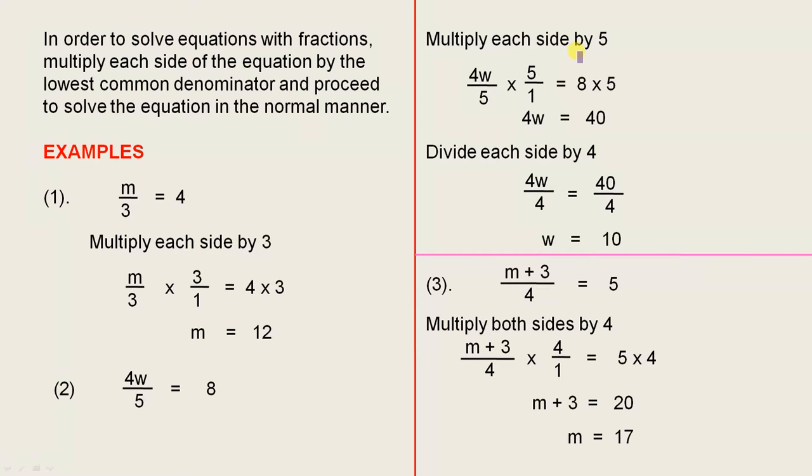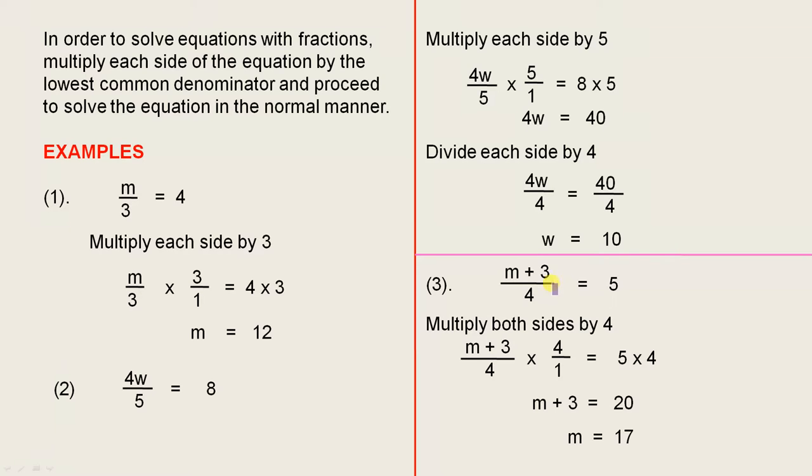So that's fine. 4w over 5 equals 8. Multiply each side by 5. We've done that here. The 5's cancel. That gives us 4w equals 40. Divide each side by 4. We've done that there. So that cancels out to be w, and that's 10. So w equals 10.